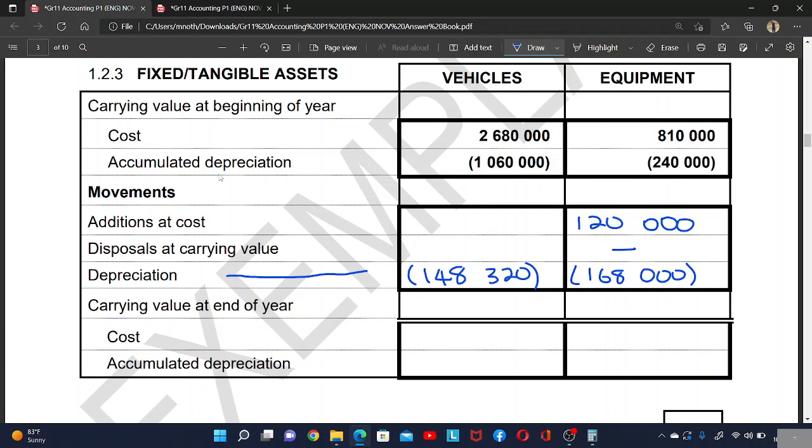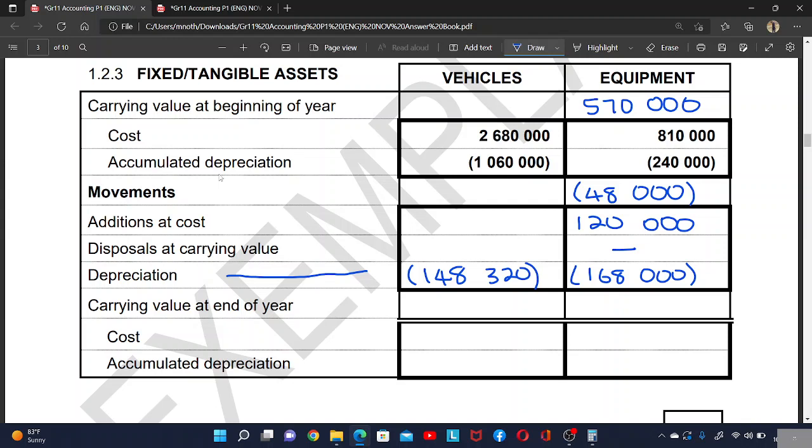Now to get the movements, we say 120 minus 168, which is going to give you a negative 48,000. It is why we are writing it in brackets. Then to get the carrying value, you say 810,000 minus 240, which is 570,000.